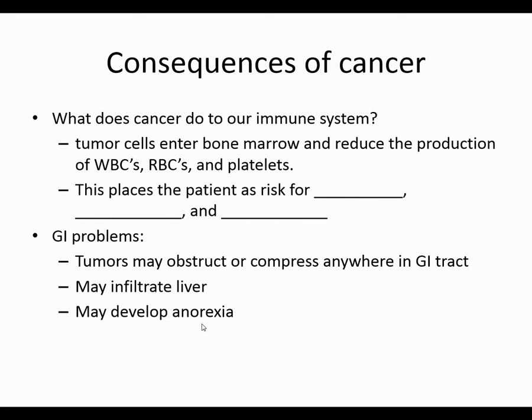Some consequences of cancer. What does cancer do to our immune system? Tumor cells enter bone marrow and reduce the production of white blood cells, red blood cells, and platelets. This places the patient at risk for infection, anemia, and thrombocytopenia. Some GI problems that can occur are going to be tumors may obstruct or compress anywhere in the GI tract. They may infiltrate the liver, and the patient may develop anorexia.